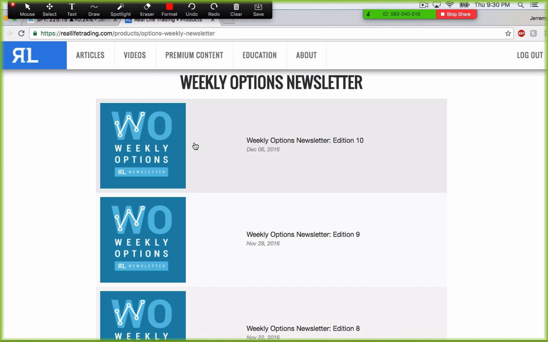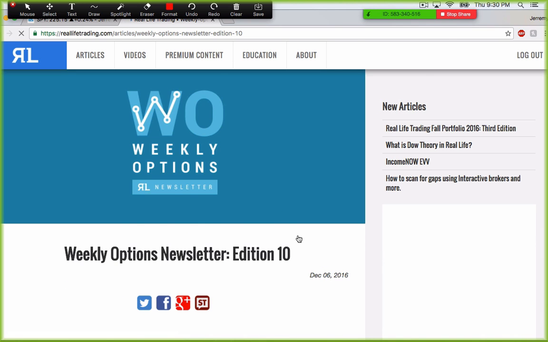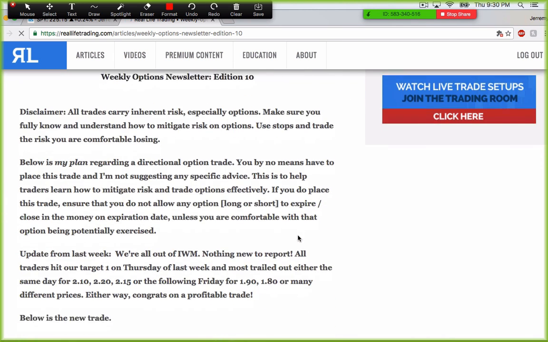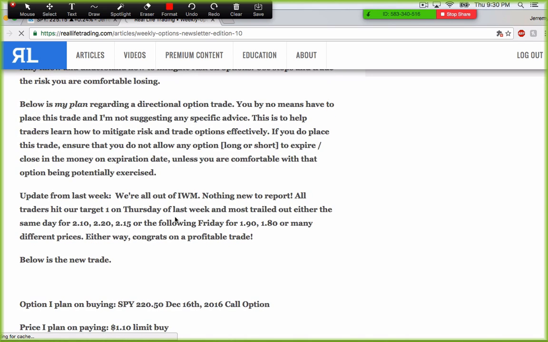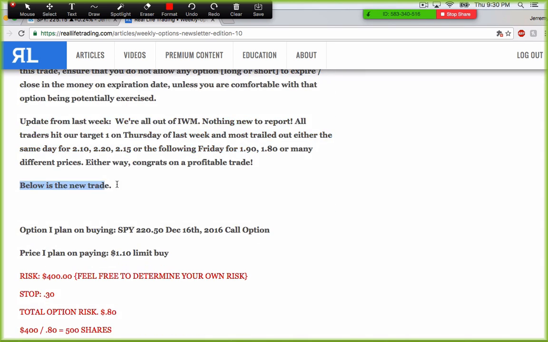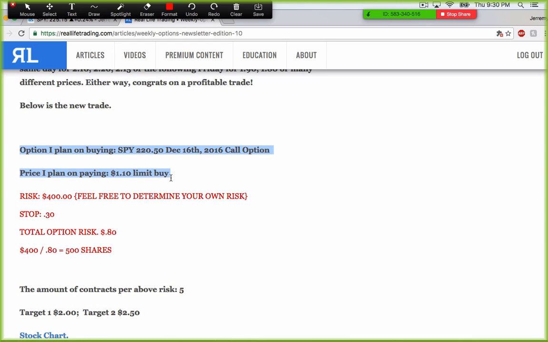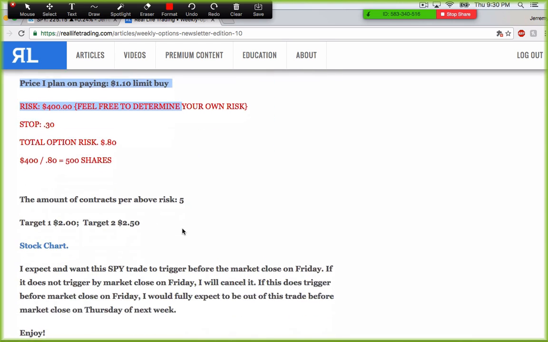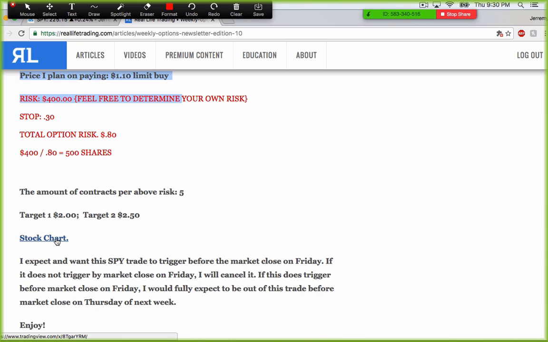So I click on edition 10. This is the one that came out last week. We're going to scroll down, and this is the exact trade setup. I was like, hey guys, here's the update from last week. We're all out of our trade. We locked it in. Great try. Below is the new trade. Here's the trade I plan on buying. All the specifics, yada, yada, yada. Here's the stock chart. You guys ready for this?